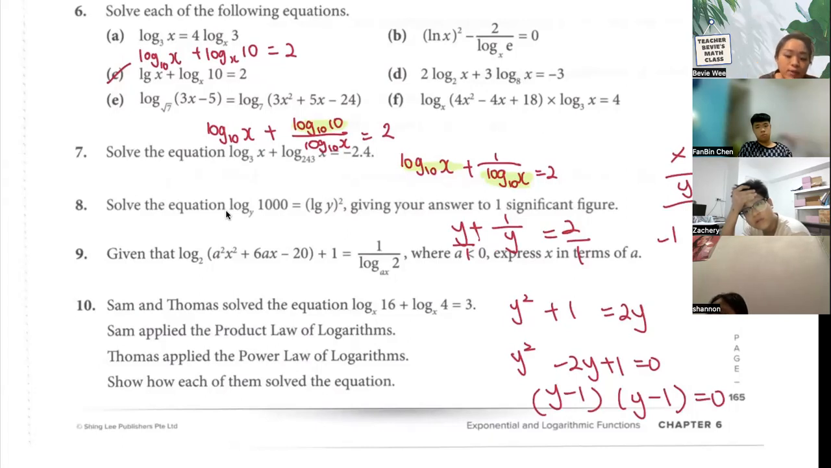How do I change it to index form? Yes, very well done. Wow, you still remember that. So 10 to the power of 1 equals x. x equals 10. That's all.